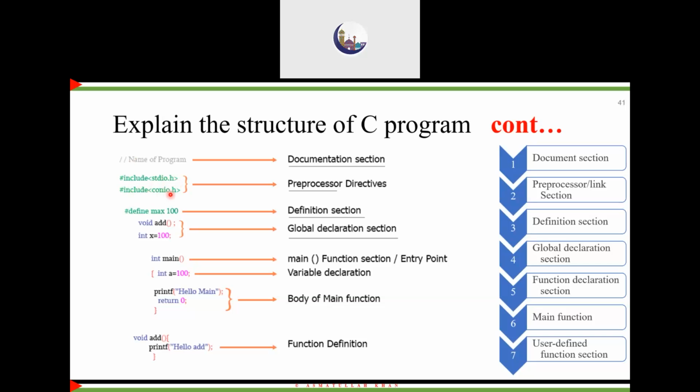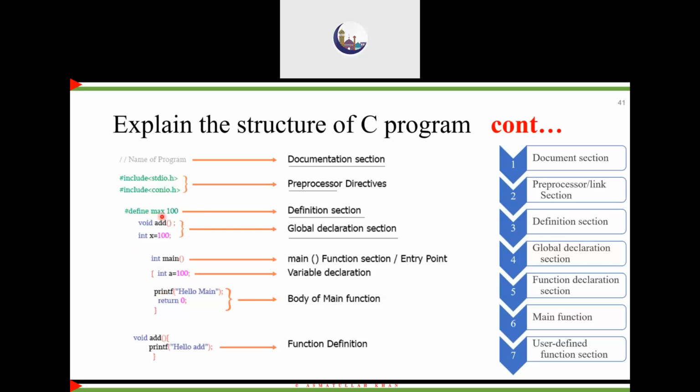conio.h is the console input-output header file. These files contain the functions. For example, printf is defined in stdio.h. These functions will just be used by us; their logic will not be defined by us. So we need to include those preprocessor directives here.